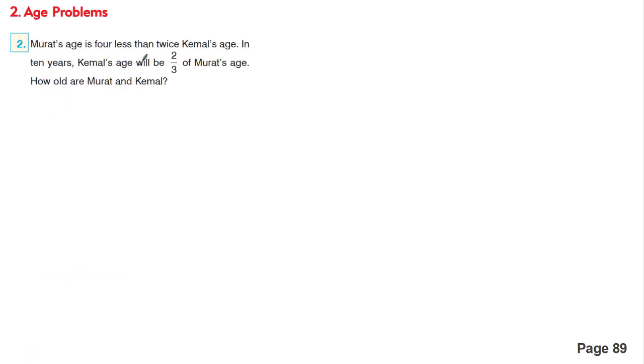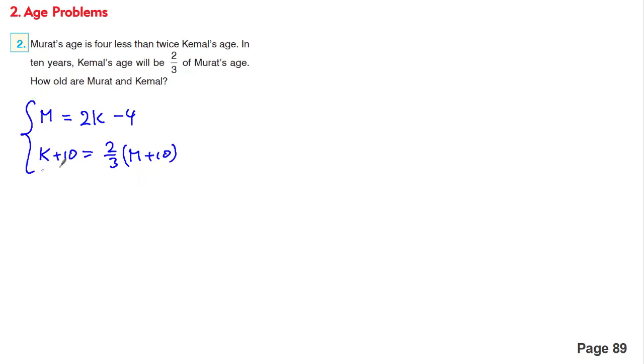Murat's age is 4 less than twice Kemal's age. So Kemal's age times 2 minus 4. Great, we found the first equation. The second one, in 10 years, so after 10 years, Murat will be m plus 10, and Kemal will be k plus 10. So in 10 years, Kemal's age will be 2/3 of Murat's age. But Murat is not m years now. He will be m plus 10.